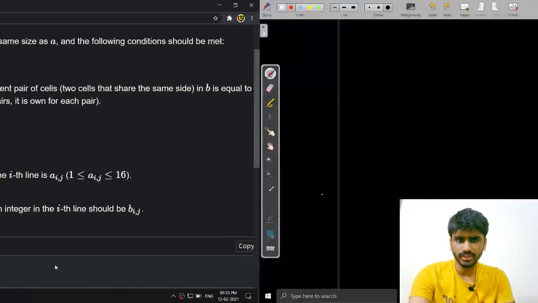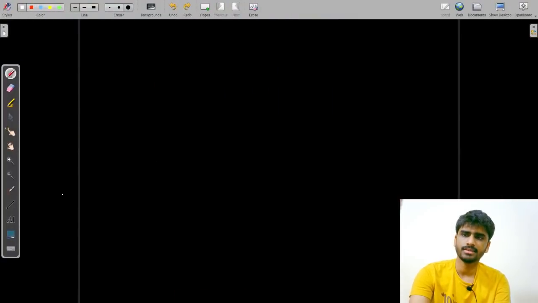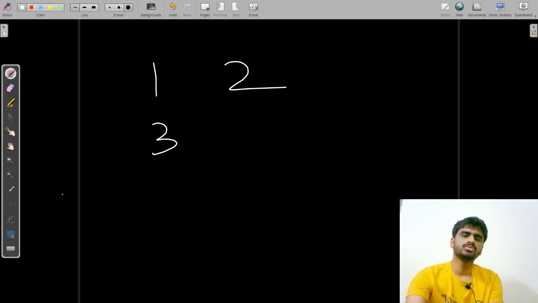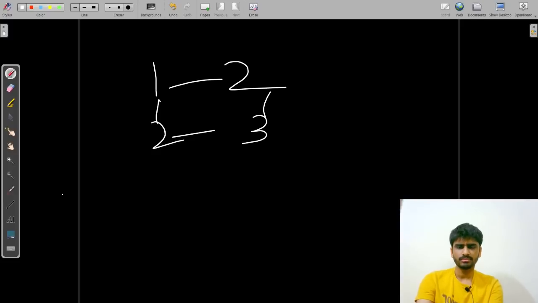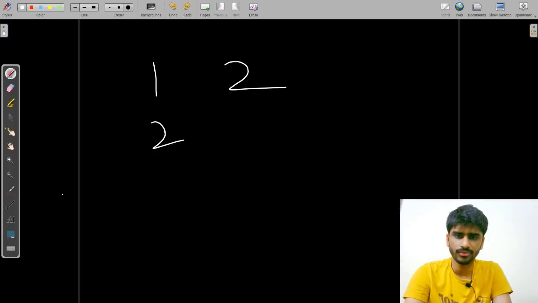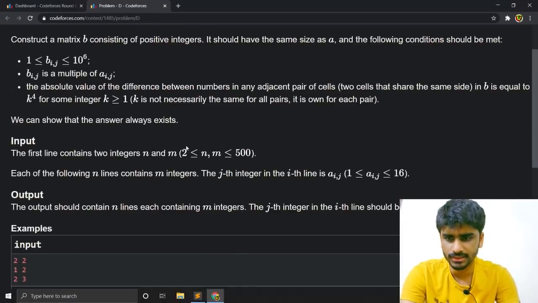Maybe this is one of the matrices that is given as input: 1, 2, 2, 3. We are given 1, 2, 2, 3, and we want to make another matrix from the multiples of this. And the difference between all adjacent cells should be some k to power 4, k greater or equal to 1. I think this is correct. The differences are 1, 1, 1, 1, and 1 is 1 to power 4. I think this itself is the answer here.